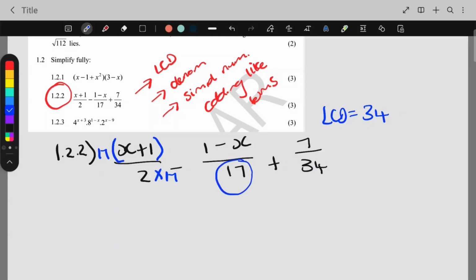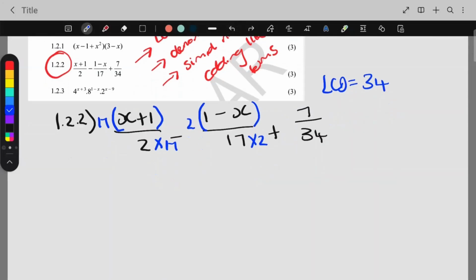How do I get this to be 34? I must multiply by 2. But what I do at the bottom, I must do on top. And how do I get 34 to be 34? It is already 34, so it stays the same. So I found the LCD and I made the denominators the same, eh?